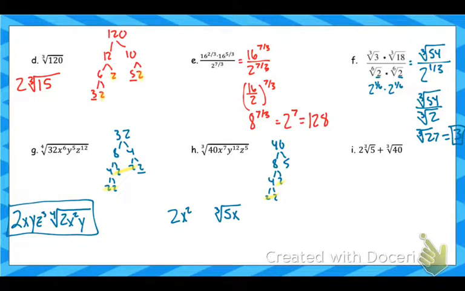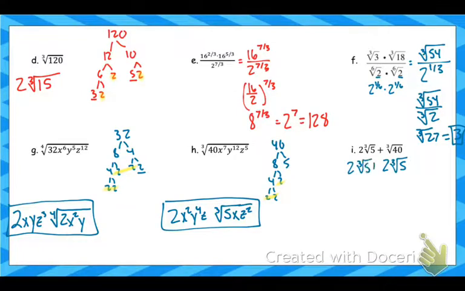Y to the 12th. Okay, I'm looking for sets of 3. I can take out 4. Wouldn't leave me with any left over. Then look at z. I can take out 1 set, and that's going to leave me with 2 left over. All right, then again, adding and subtracting, we have the same root, but we don't have the same number inside, so we need to simplify. Well, cube root of 40, we just did that. The cube root of 40 is 2 cube root 5. So 2 cube root 5 plus 2 cube root 5 is 4 cube root 5.